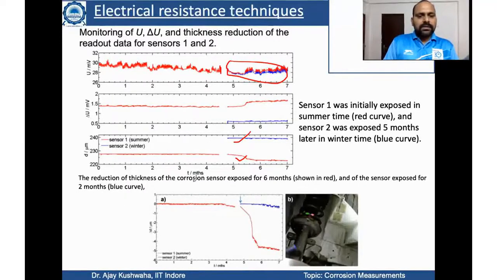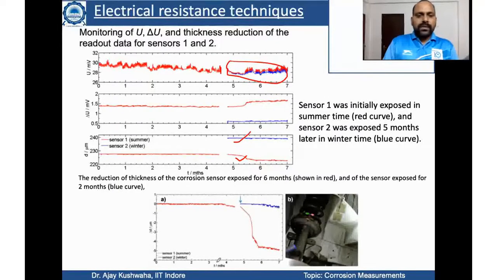Similarly, the reduction of the thickness of the corrosion sensor exposed for 6 months is shown in red, and the exposure for 2 months in the blue curve. And this is just a placement of where the sensor was placed inside the engine, and they just measured delta D by delta U. So you calculated U, then you calculate delta U, then D, and then delta D by micrometer with respect to time.